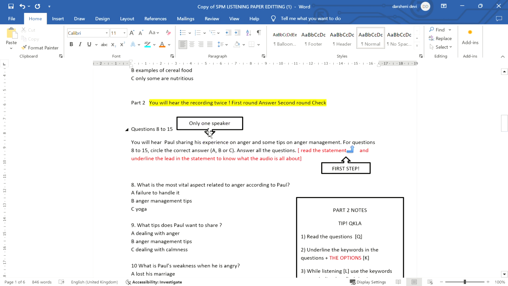Part 2 is also the same. You will hear the recording twice. In the first round, the teacher recommends you to answer. In the second round, the teacher recommends you to check. For part 2, there will be only one speaker.